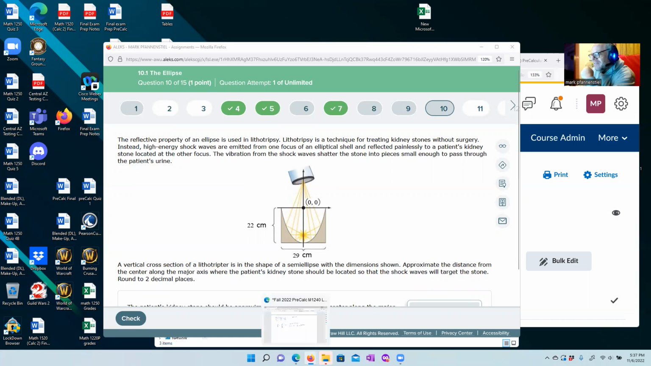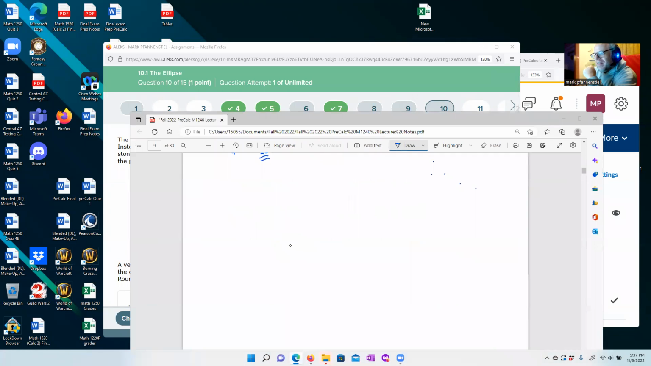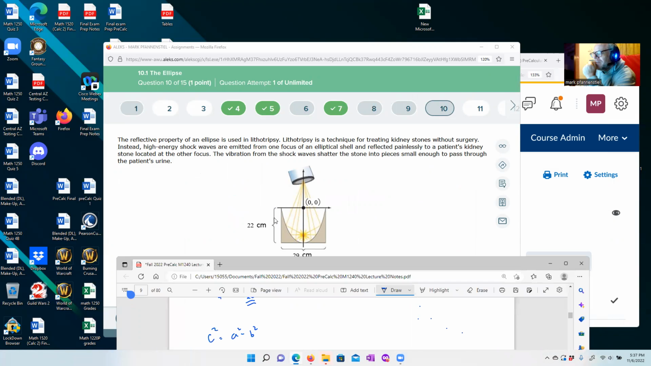So we have to go back and remember, how do you get to a foci? The foci are given by c squared equals a squared minus b squared. So we have to figure out what a and b are. It looks like the major axis is 22, up and down. Since this is a radius, going from the center to the edge, it's 22.